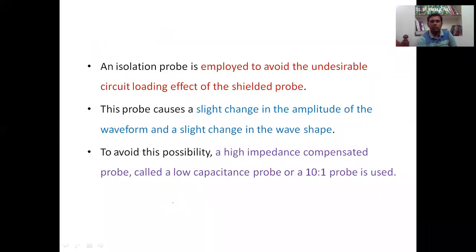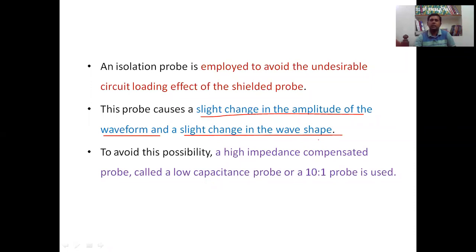So an isolation probe is employed to avoid the undesirable loading effects also. Undesirable loading effect of the shield probe. So this probe causes a slight change in amplitude. You see here. So use of the direct probe will not have any change in the resistance and has only a change in the capacitance of the CRO. But use of this probe causes a slight change in the amplitude of the waveform and a slight change in the wave shape.